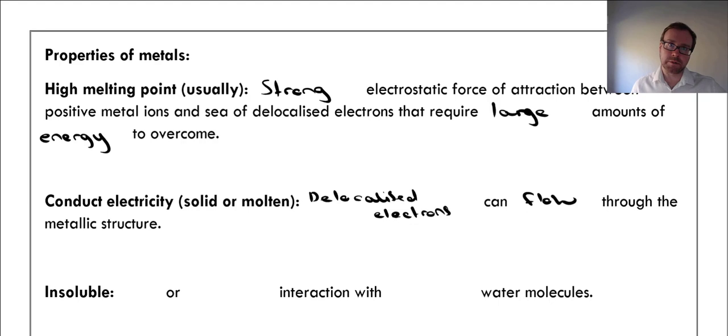So some electrons come into the structure and knock some of the delocalized electrons out the other end. Therefore, we have a continual flow of electrons, so it can conduct electricity.